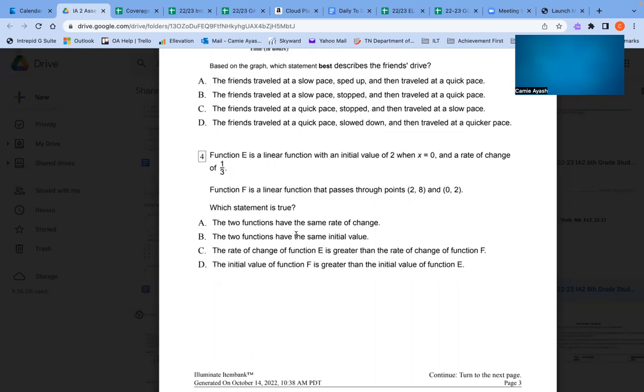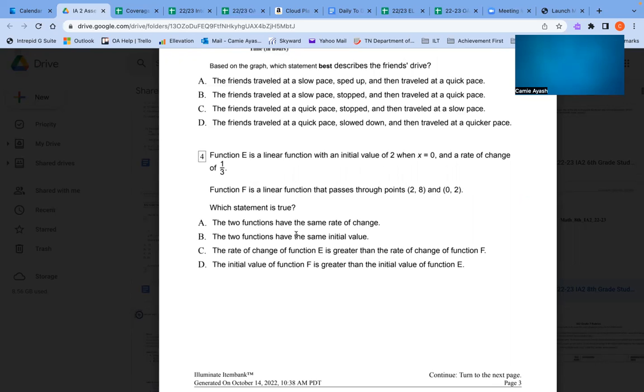Number 4, function E is a linear function with an initial value of 2 when x equals 0 and a rate of change of 1/3. Function F is a linear function that passes through points (2, 8) and (0, 2). Which statement is true?